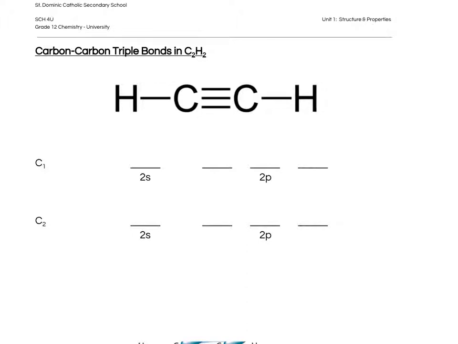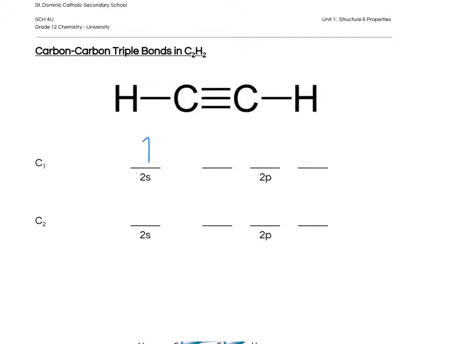So I'm curious to see if you can guess what's going on in a molecule of ethine. In this case, we see carbon-carbon in a triple bond. Let's see if we can make sense of that. So maybe pause the video, see if you can work out what the hybrid orbitals might be in a molecule such as this. All right, well, I'm going to go through with the explanation here.